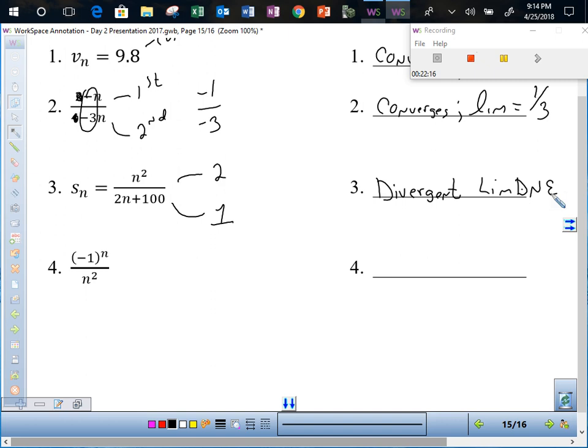Here's my number 4. Let's look at this one because one power's at n and the other's at n squared. So let's list a couple of terms to see if we can get a feel for this.